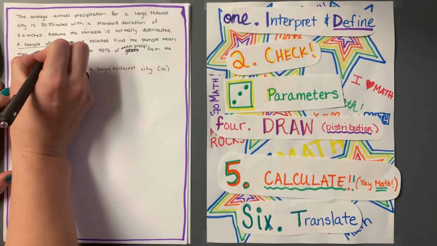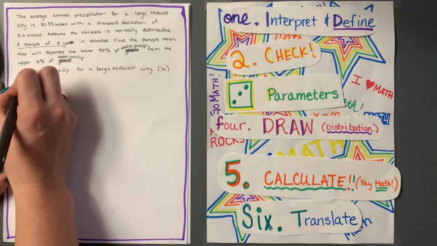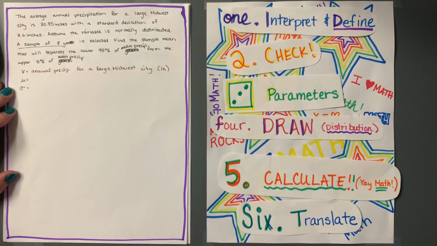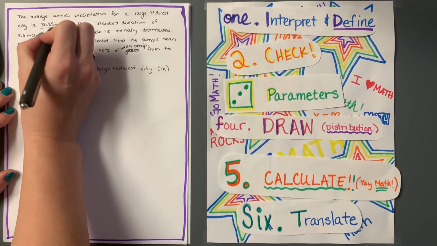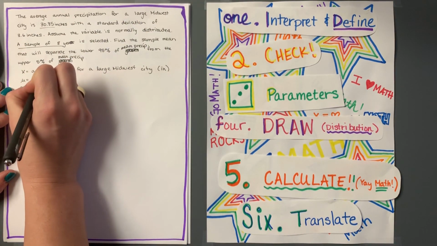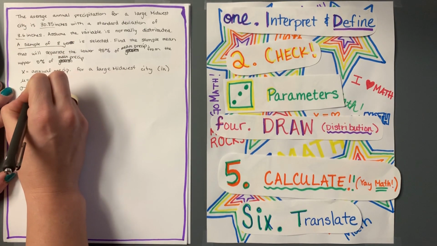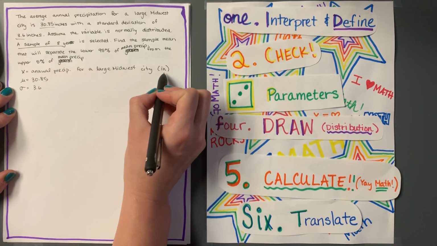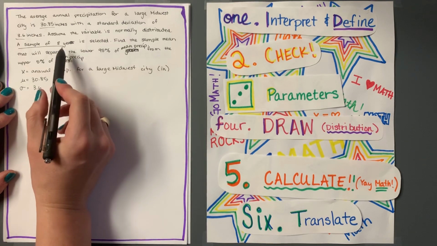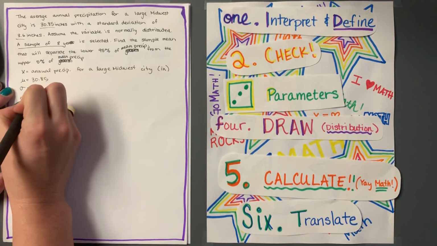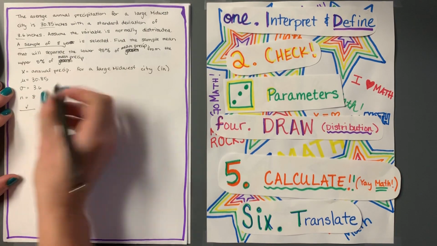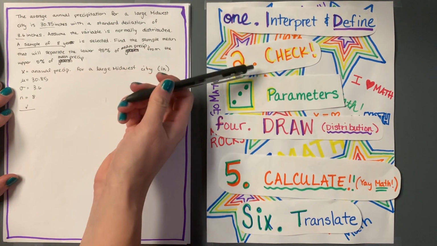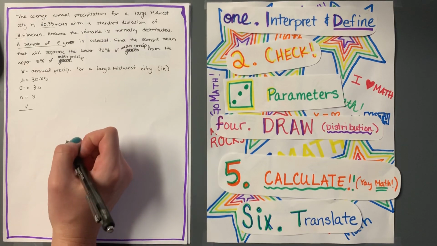I'm then going to be looking at samples of 8 of those years. So I'm going to pull from my problem what the mean and the standard deviation of my population of X's are. And they tell me that the mean is 30.85 and the standard deviation is 3.6. This is all in inches, so my units all match. And then I'm taking a sample of 8 years, and I'm going to look at the average for that. So now that I have interpreted and defined my problem, I'm going to move on to check.